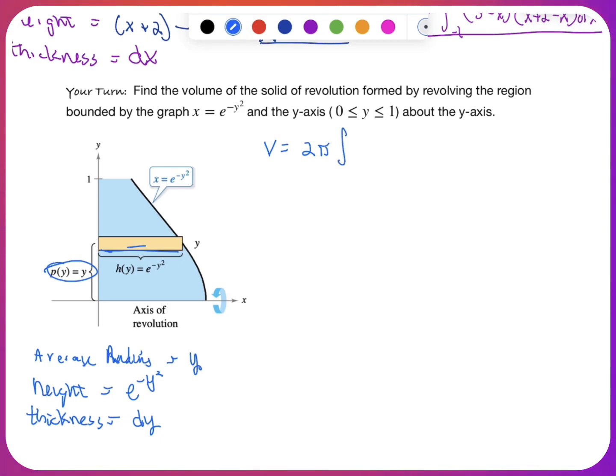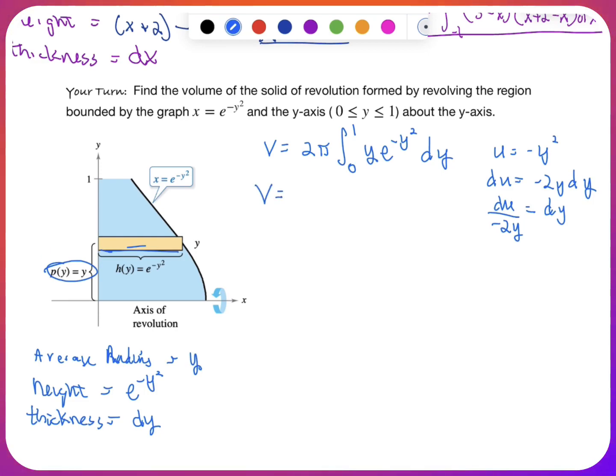So volume is equal to 2 pi, the integral, my shaded region is from 0 to 1, that was given, of y times e to the negative y squared dy. Now this is another product, so I'm going to solve this using the u-substitution method. Okay, don't forget to change your upper and lower bounds. So my upper bound is now -1. My lower bound is 0.